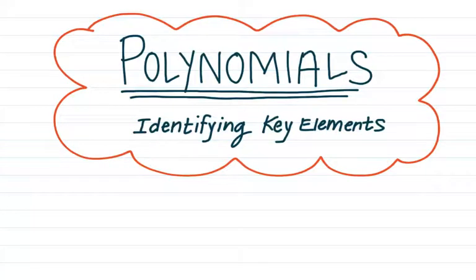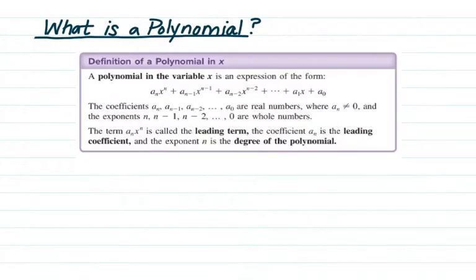Polynomials, identifying key elements. Okay, so the first question you might ask is, what is a polynomial? A polynomial is an expression where you have a sum of terms. Remember, sum means adding up terms, and each term will have a coefficient, which is just a real number in front, and then it will have a variable like x or y raised to a power. Now, the power has to be a whole number. Let me give an example.